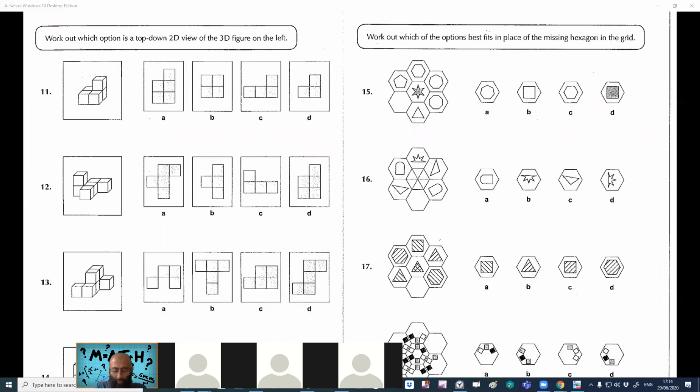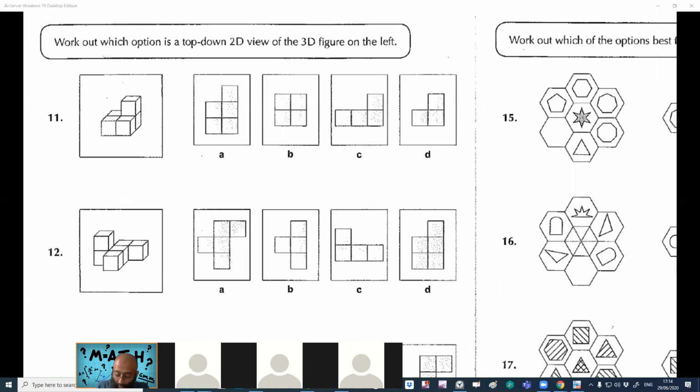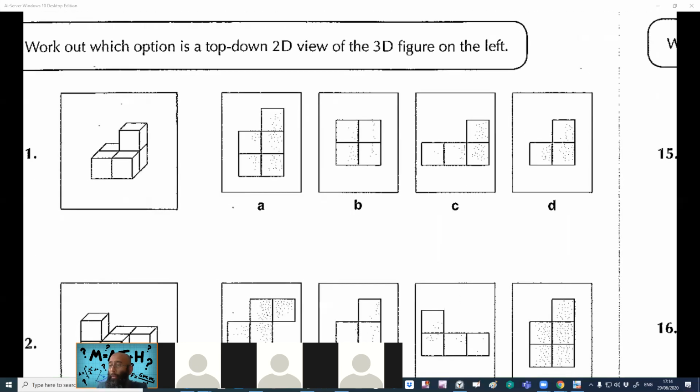Work out which option is a top-down 2D view of the 3D figure on the left. Question number 11. So we are looking from the top. If you look from the top, this one and this one will be level with each other, and these two will be level with each other. So you will see them like this, which is B.